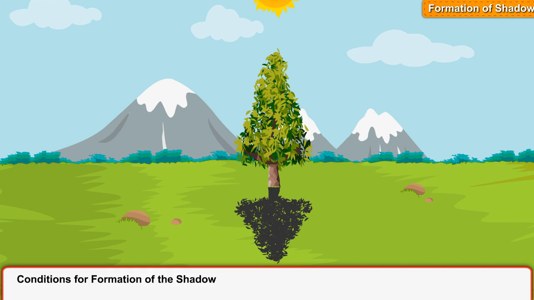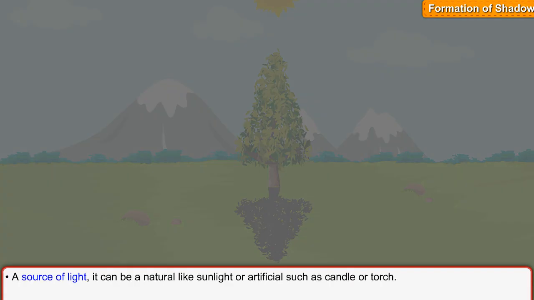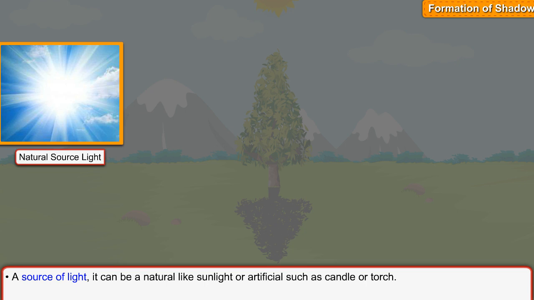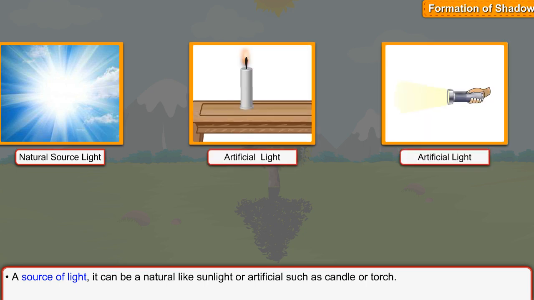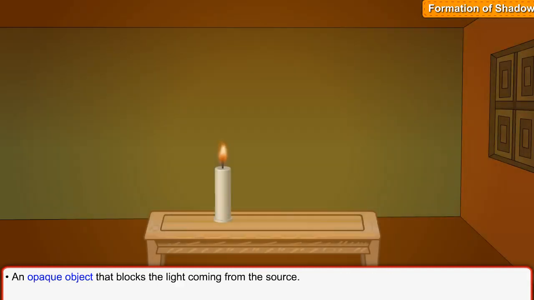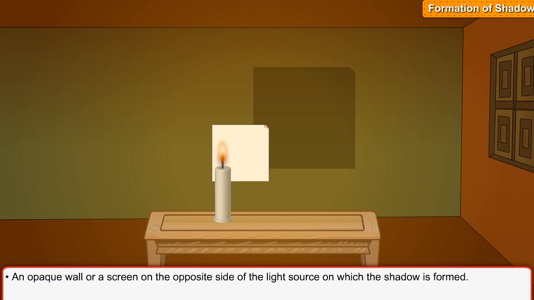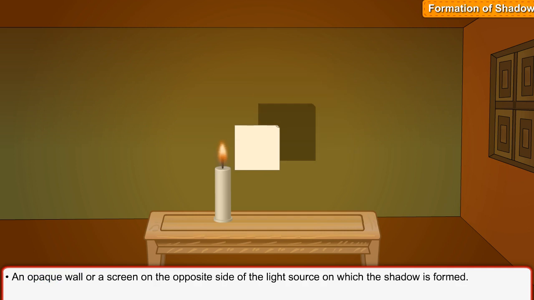Conditions for formation of the shadow. There are certain essential conditions required for the formation of a shadow. A source of light, it can be natural, like sunlight, or artificial, such as a candle or torch. An opaque object that blocks the light coming from the source. An opaque wall or a screen on the opposite side of the light source on which the shadow is formed.